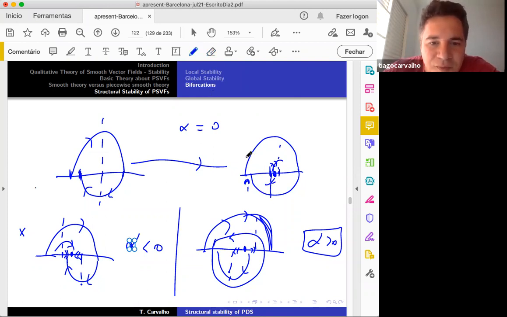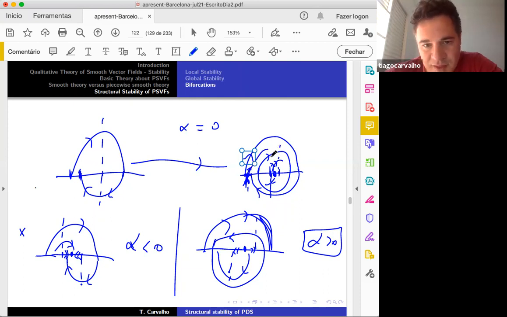Okay, yeah. And since here the trajectories are entering this region, we have to have here an attractor limit cycle because of the Poincaré-Bendixson theorem. The trajectories entering this region must converge to some place, and these trajectories will not converge to this point because it is a repulsive point. So they must converge to a limit cycle.